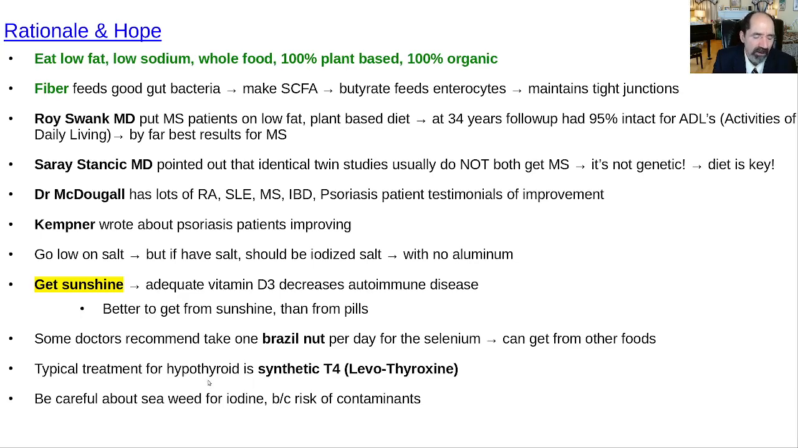Typical treatment for a hypothyroid patient is levothyroxine, synthetic T4 hormone, which can get made into T3 automatically. Be careful with these seaweeds because a lot of them might have contaminants. If you're trying to look for an iodine source, just be careful that you pick one that's not going to have a bunch of contaminants, if you have to go down that route, if it's even necessary.